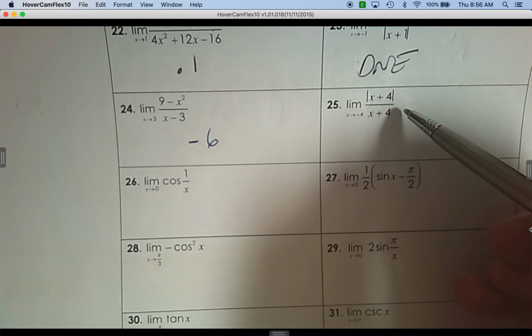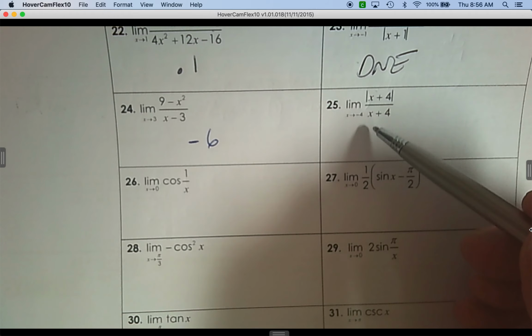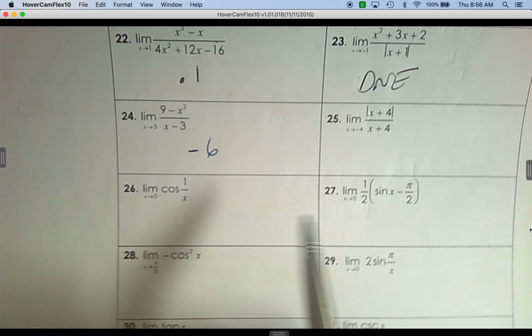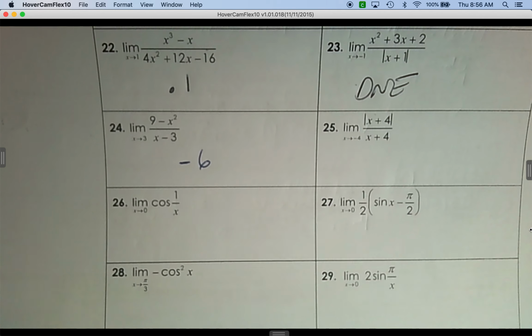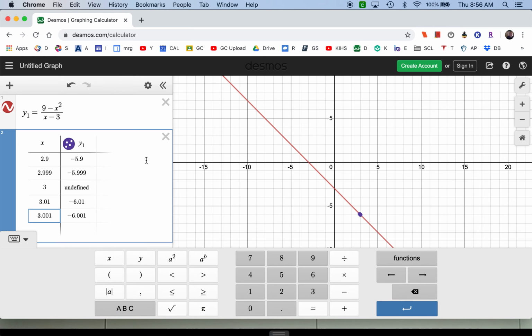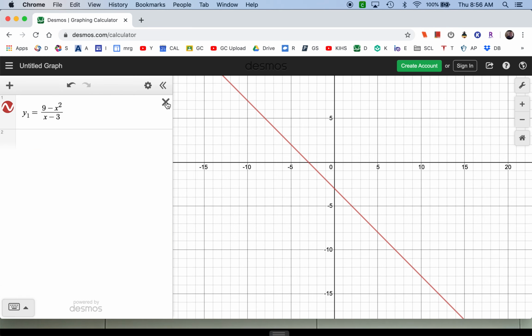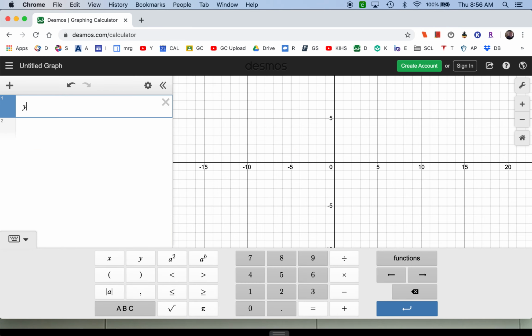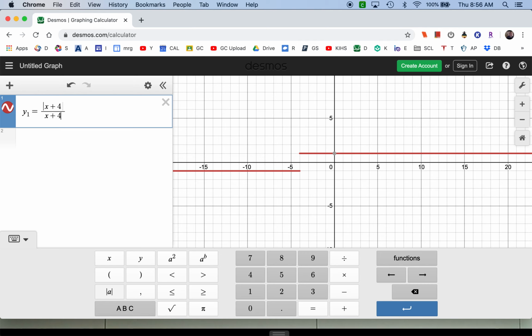All right, 25. Next, I want to plug in -4 and see what the answer is. So let's go back to our graph and type this in. I'm going to get rid of that. So we're going to go y1 equals, and I'm going to type in absolute value, x plus 4. And then in the denominator, just x plus 4. Now, I want to look off the graph and see what's happening.